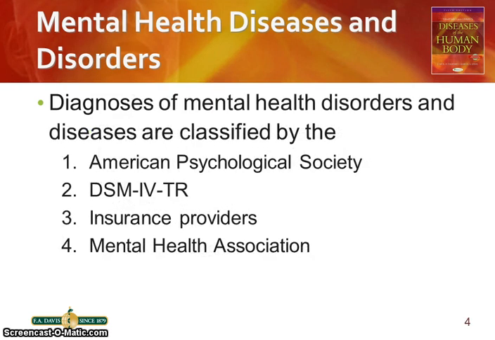There are other diagnoses of mental health disorders and diseases, and they are classified by the APA, or American Psychological Association, and as I mentioned, the DSM, Diagnostic and Statistical Manual, is used by insurance providers and the Mental Health Association, and they do use the codes in this DSM primarily.